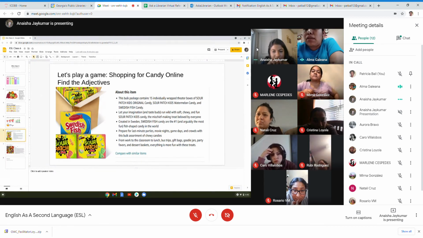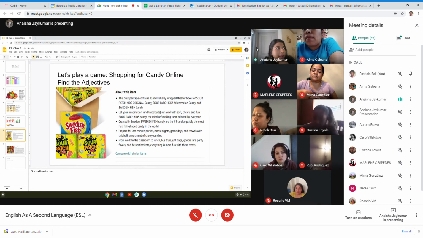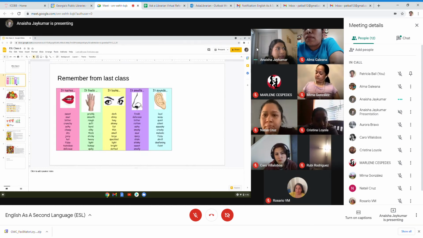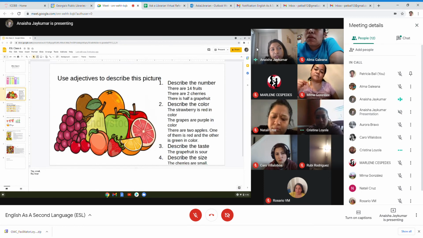The adjective is describing something. Okay? Remember we talked about adjectives here. So let's go back. Sweet, sour, bitter, it's describing something. We talked about numbers or colors or taste or size.